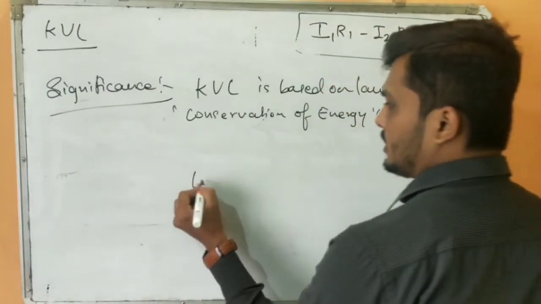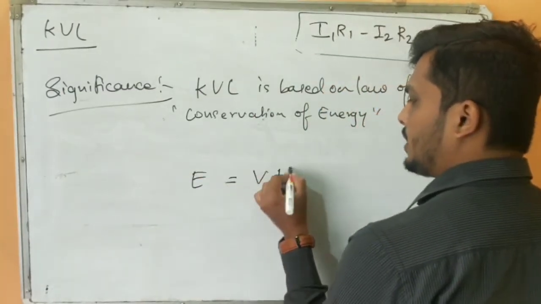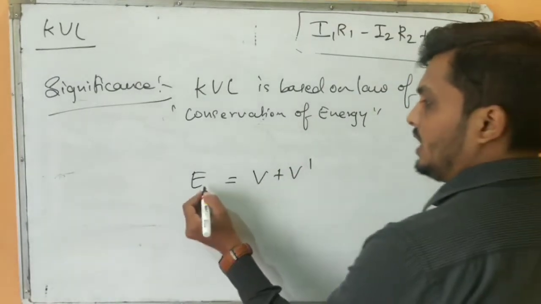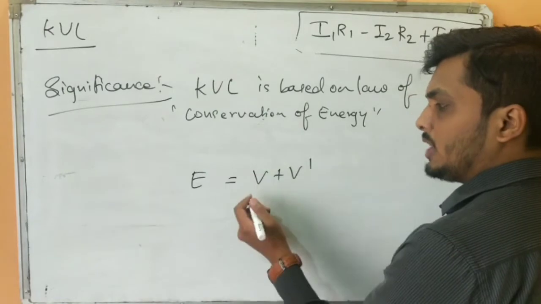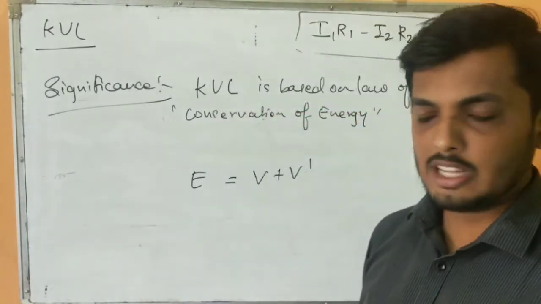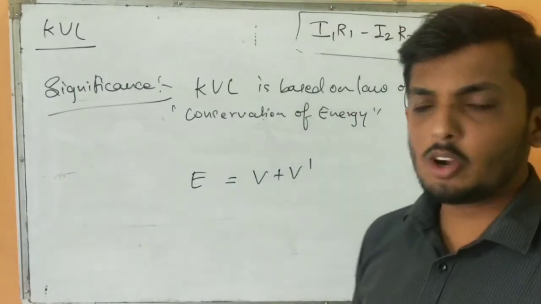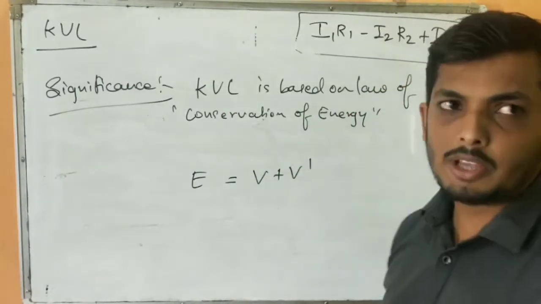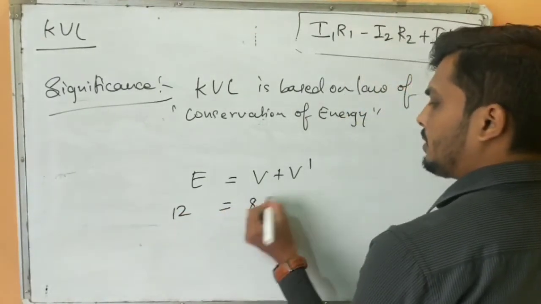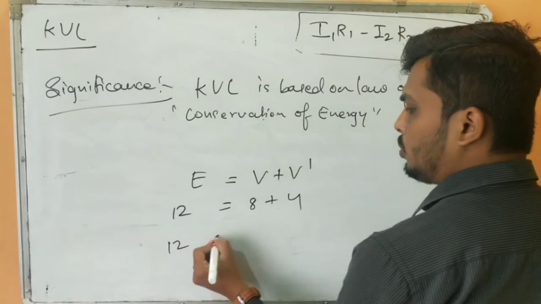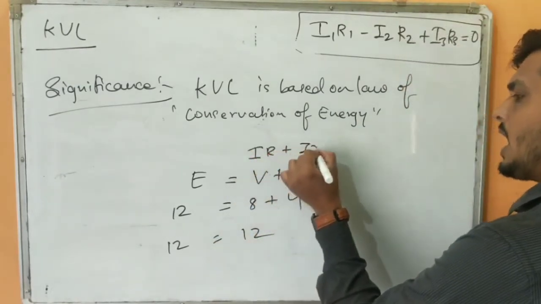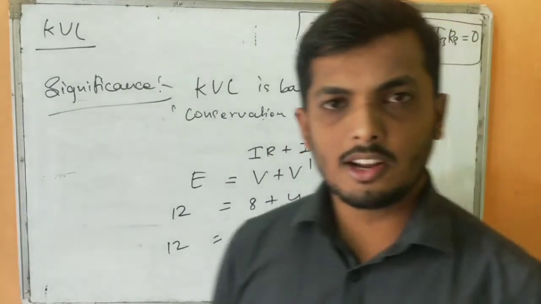If you remember, in the cells I had got V equals V plus V dash. Initially, when the circuit was open, E was more, EMF was more, and the potential was less. So there was a violation of the law of conservation of energy. But when the concept of electromotive force and internal resistance came, we found that if EMF is 12 volts, this will be 8 plus 4. So 12 equals 12, because this is IR and this is IR, where R was the internal resistance of the cell.